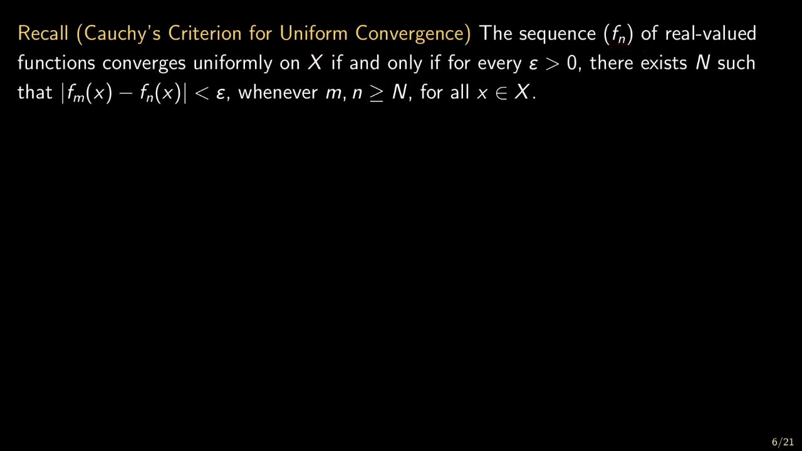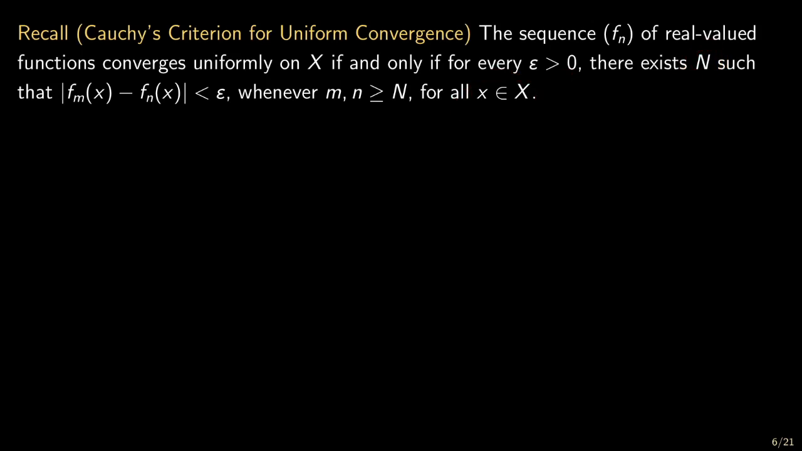Recall that a sequence of real-valued functions converges uniformly on X if and only if, for every epsilon greater than 0, an N can be exhibited to exist so that the distance between f_m of x and f_n of x can be made as small as we wish, less than epsilon, whenever m and n are selected to be greater than or equal to N. And this must hold for all x in the domain. Hence again, the N here depends only on the epsilon, and that does not depend on the location of x.